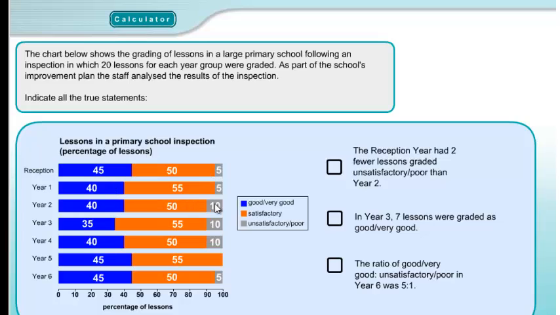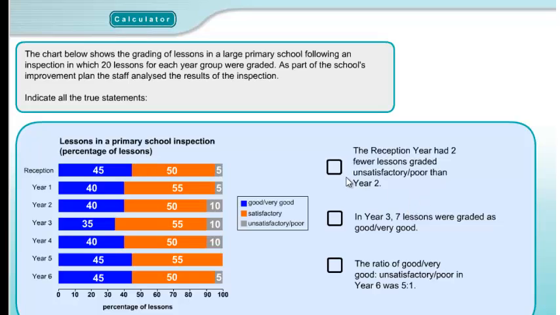So in year 2, 10% of the 20 lessons were graded unsatisfactory or poor. So 10% of 20 is 2 lessons. And 5% of the 20 lessons is only going to be 1 lesson. So the difference between those two is just 1. So that's a false statement, because the question said it should have 2 fewer and it only has 1 fewer.